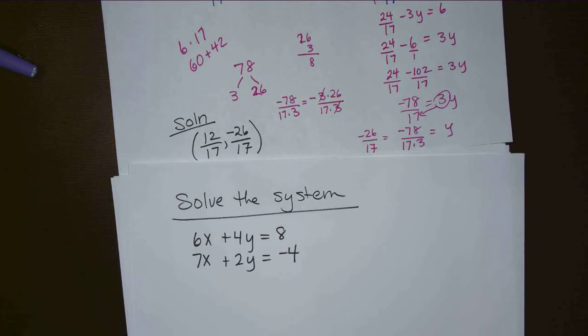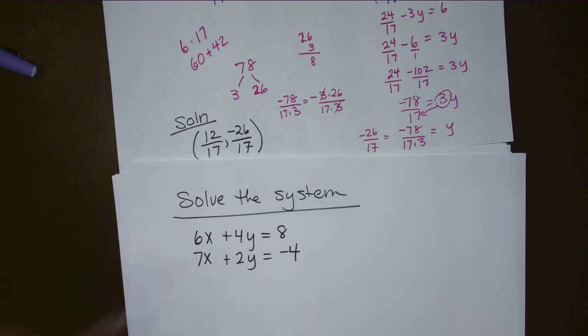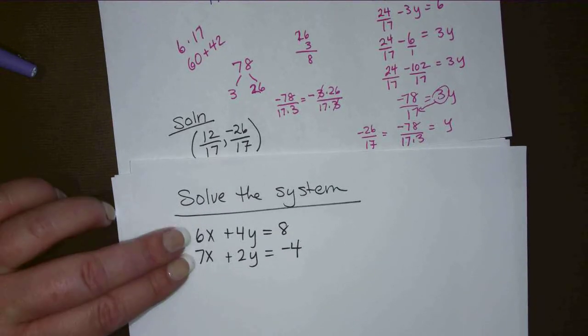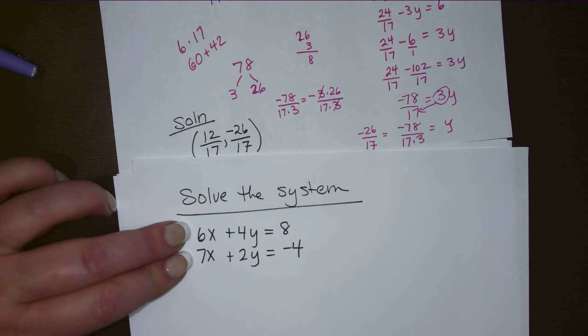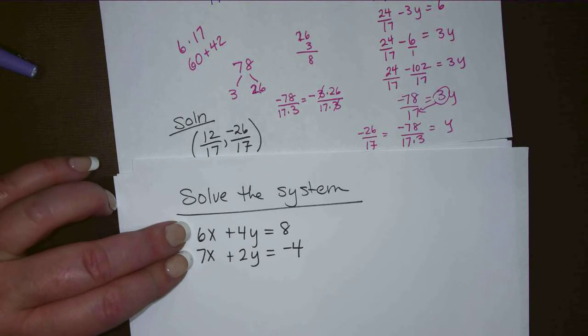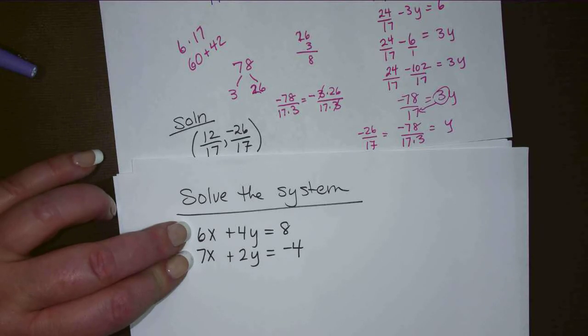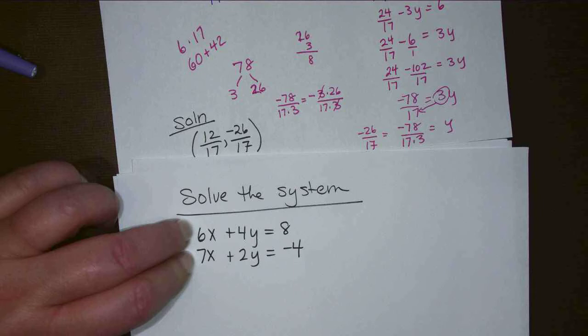Okay, so the first one I made really hard. Here, if you look at your numbers, there's none with opposite signs, so you need to pick whether you're going to eliminate the x or the y first. So to make the x's the same number, you'd have to multiply the first equation by 7 and the second equation by minus 6, because you want one of them to be negative. Now what about the y?